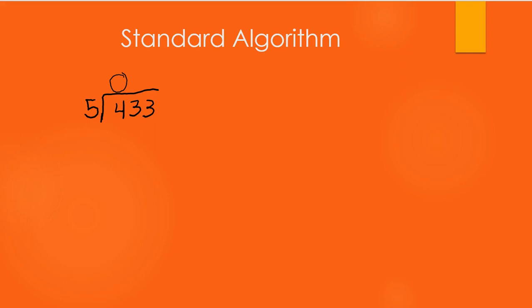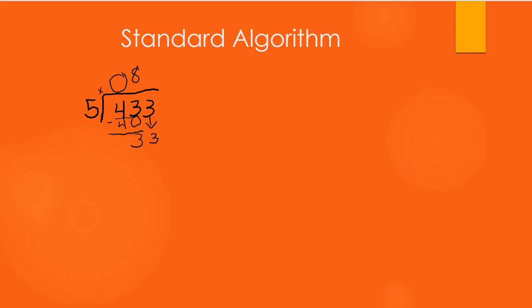So now I'm going to just look at the 43. What times 5 is going to be close to 43 without going over? Well, 8 times 5 is 40. So I'm going to put the 40 down here. 43 minus 40 is 3. Bring down my 3.